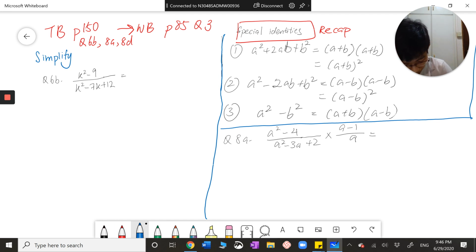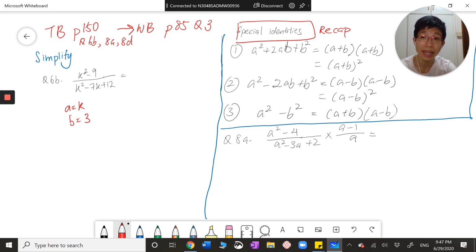So my a will be equal to k. In this case, my a is equal to k, and my b is equal to 3, because I know that 3 squared gives me 9.